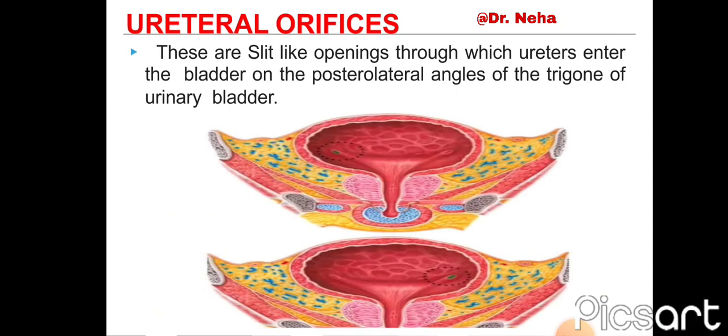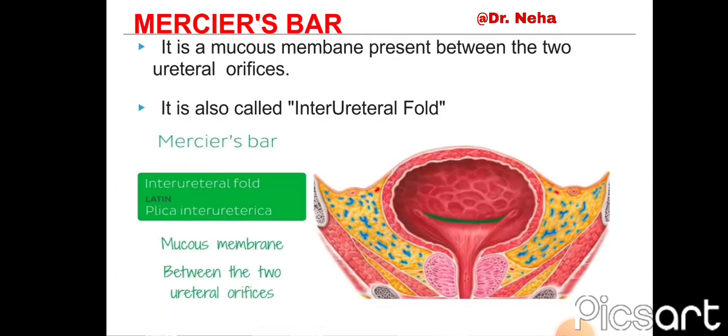Now the ureteric orifice. We can see these are the slit-like openings through which the ureter enters the bladder on the posterolateral angles of the trigone of the bladder. Now the Mercier's bar. It is a mucous membrane present between the two ureteric orifices. It is also known as the interureteric fold. This is highlighted in the diagram below.